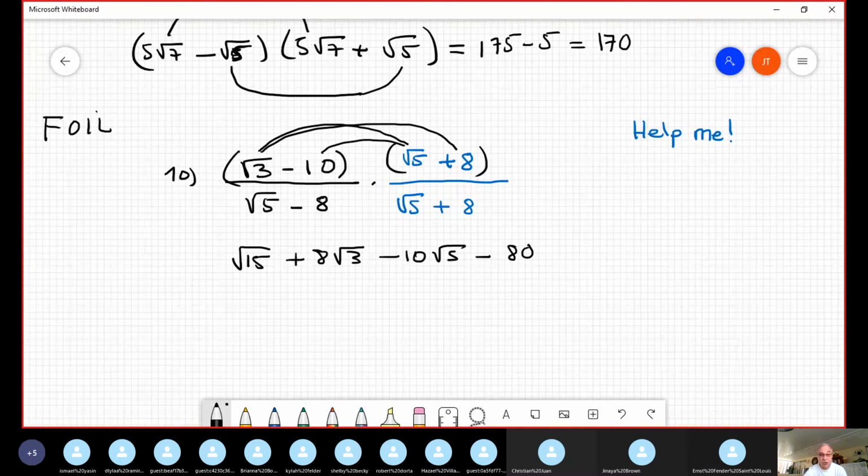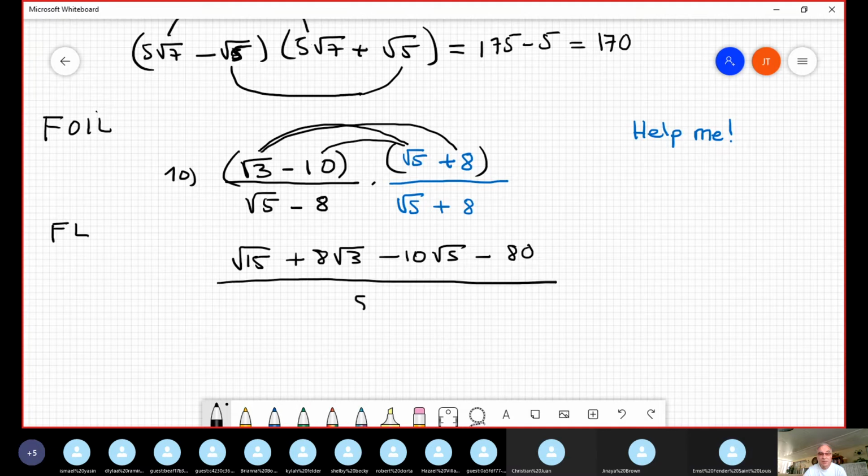What is the shortcut? Remember, the shortcut is a special multiplication when there's a conjugate, and you only need to apply first and last. Radical 5 is 5. Minus 8 times 8, 64. And 64 minus 5, 59, no? Minus 59. Yes. 59, yeah.